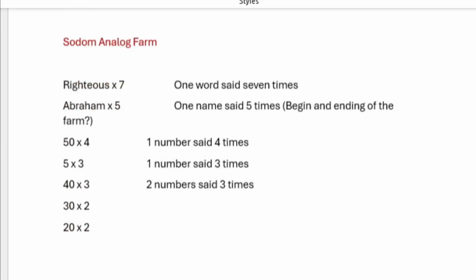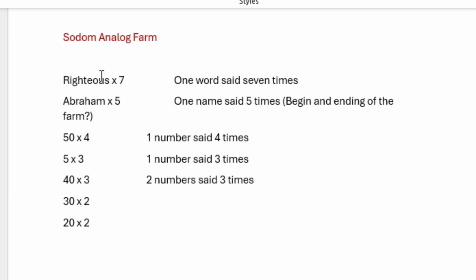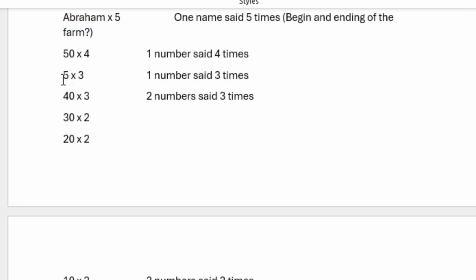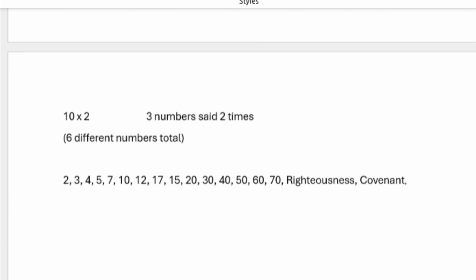We'll get down here to the Sodom analog farm. We're going to find that righteous is said 7 times. Righteous becomes an analog. Abraham is said 5 times in this farm. Abraham is an analog. But what do we have? 50 is said 4 times. 5 is said 3 times. 5 is one of our analogs. Here we got our 40, 30, 20s again. 10, they're all different numbers.